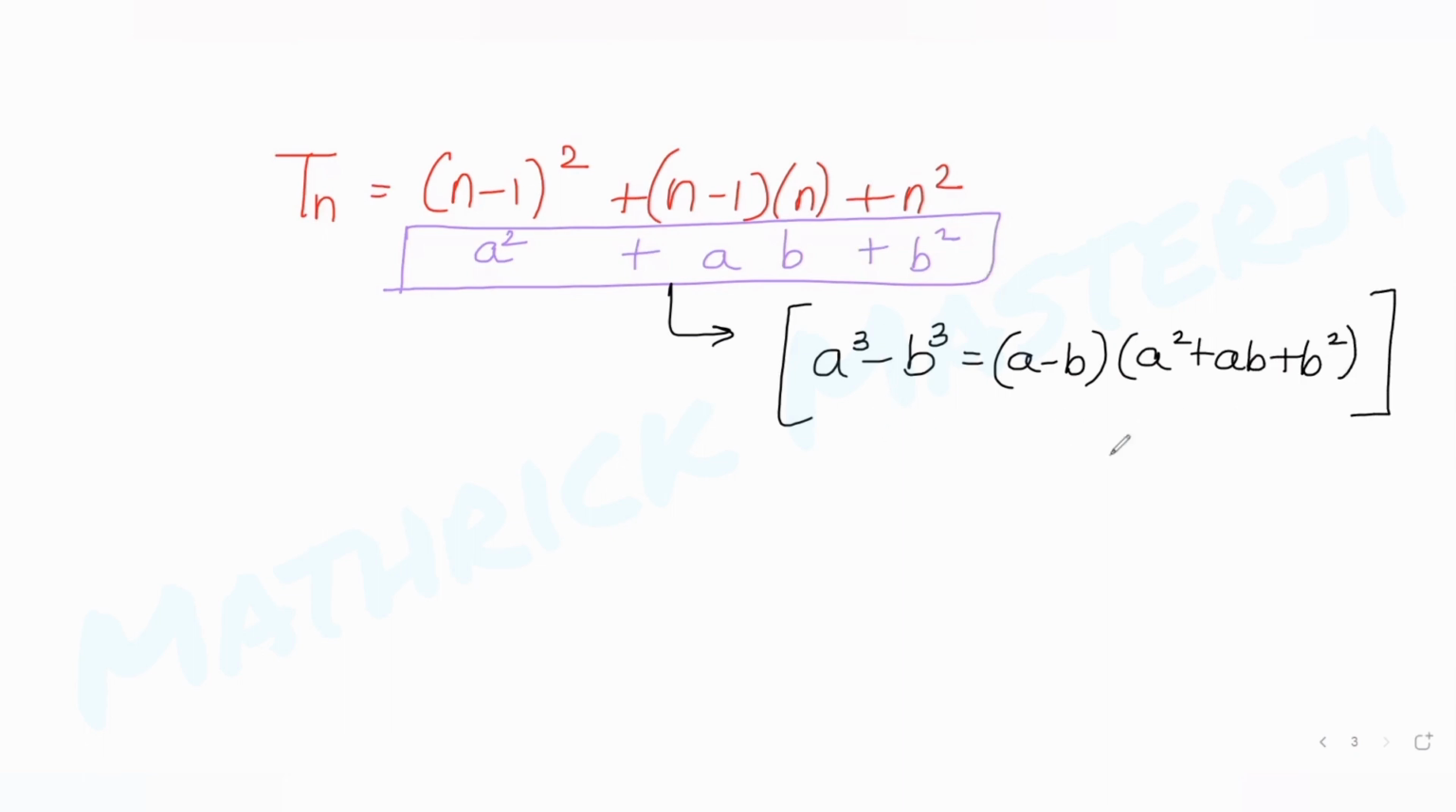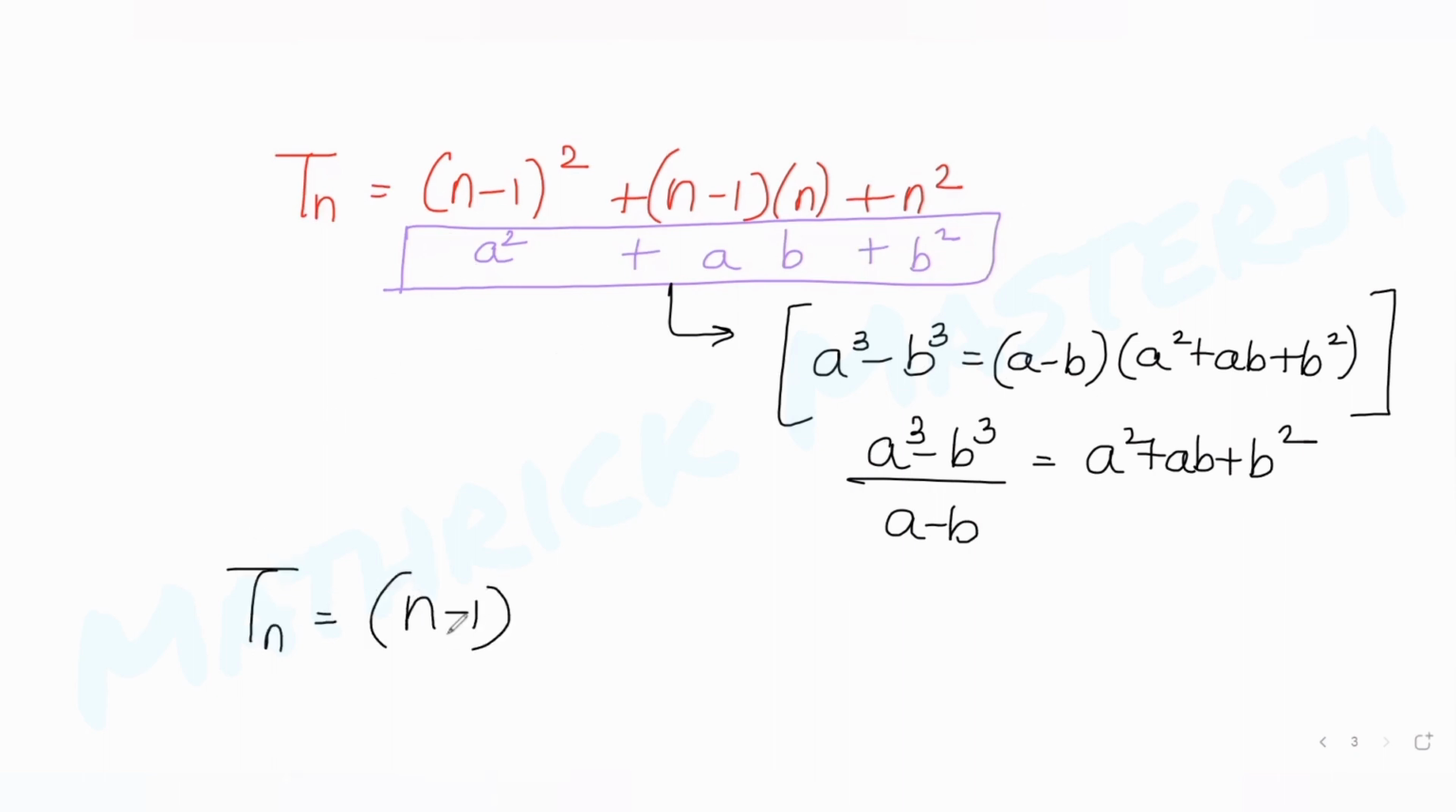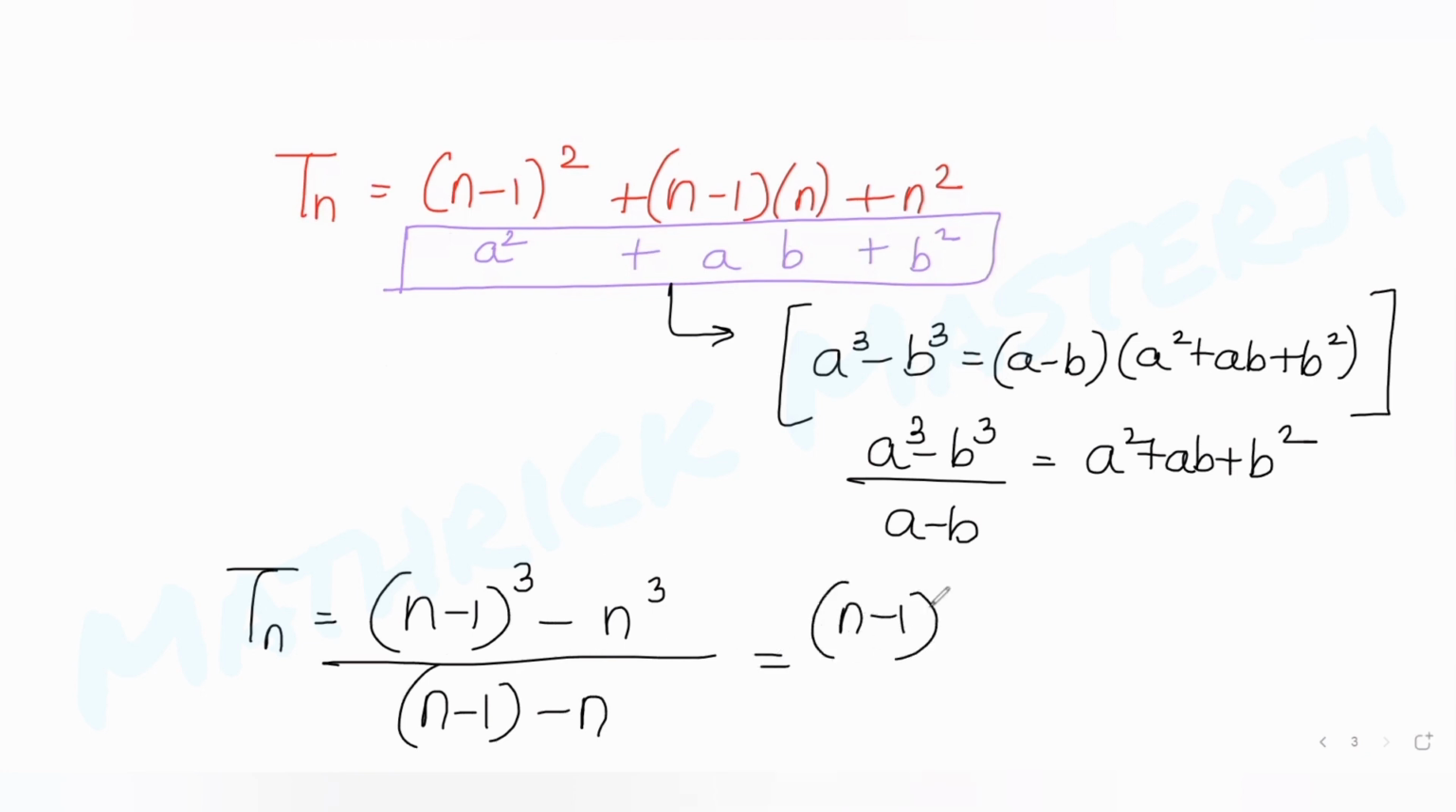So I can write that a square plus ab plus b square as a cube minus b cube over a minus b. So if I try to reframe this for En, I can write that as n minus 1 the whole cube minus n cube over n minus 1 minus n. This becomes n minus 1 minus n in the denominator, so this and this get cancelled and you get minus 1 in the denominator.